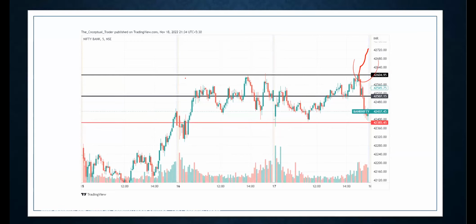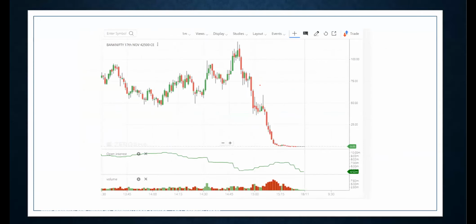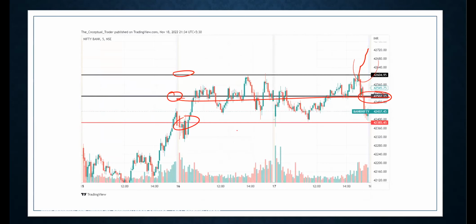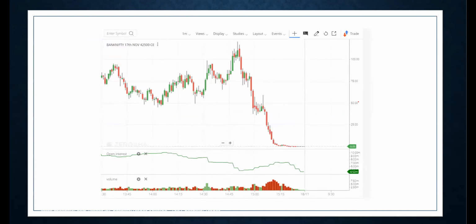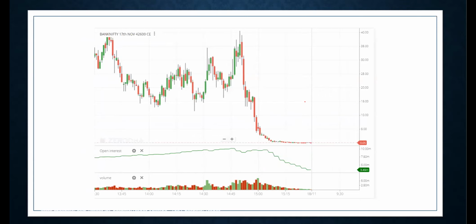But before that, you can see people had sold straddles at 42,500 or strangles at 42,600 CE and 42,400 PE. This type of strangles were sold, and straddles were also being sold. So these sellers have panicked. A lot of short covering would have occurred, and our prices would have exploded had it been the case. But whether it will go upward or down will be decided by seeing the data of those options. Now let's see the data of 42,600 PE, sorry, CE.